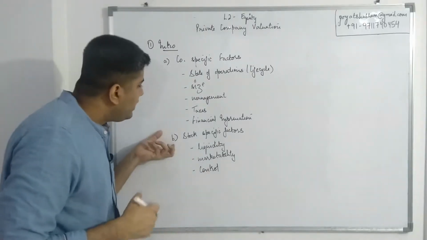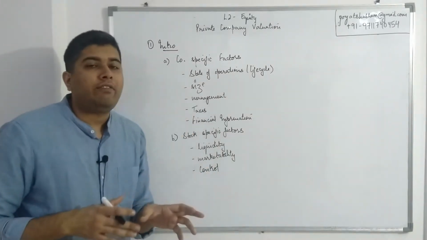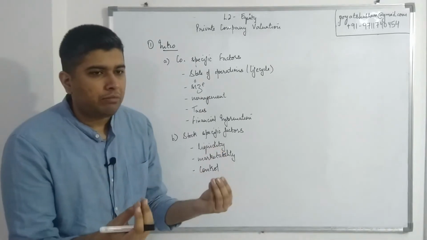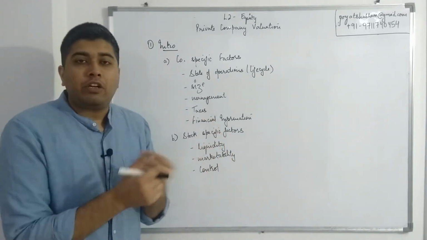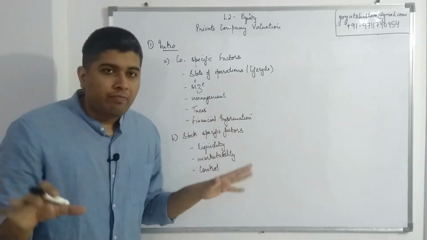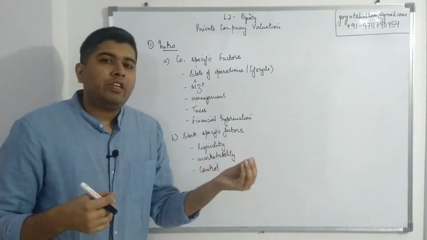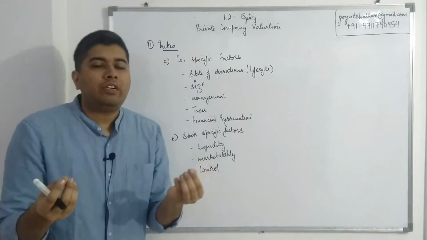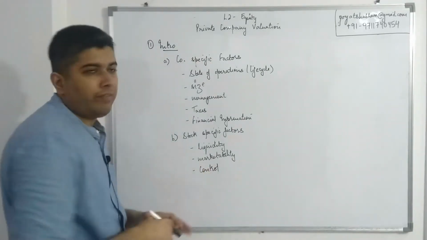And the second category is focusing on stock related factors, which means sometimes the shares of a private company and shares of a public company, if I assume both the companies are on the same operation level, everything is same. Just the fact that one is a share of a private company and the other is a share of a public company, that could also have certain differences. That is stock specific factors.